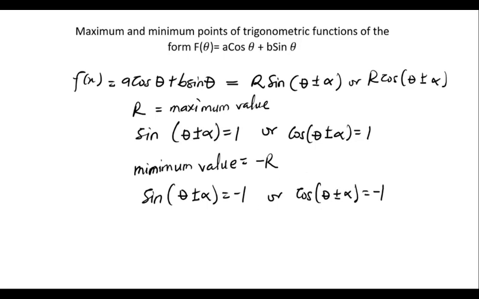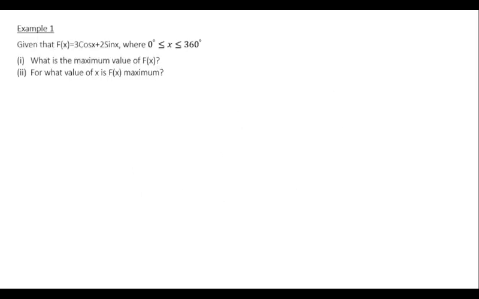So with this basic introduction, let's have a look at some practical examples. Example number 1. Given that the function f of x is equal to 3 cos x plus 2 sin x, where the value of x is between 0 degrees less than or equal to x less than or equal to 360. We have to find: one, the maximum value of f of x; and two, for what value of x is the function f of x maximum?